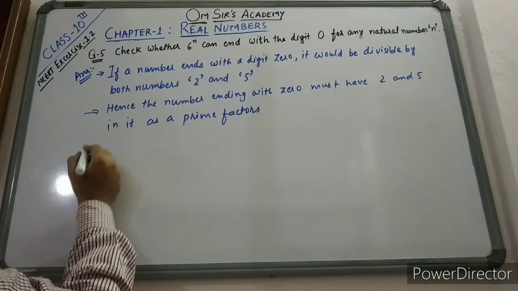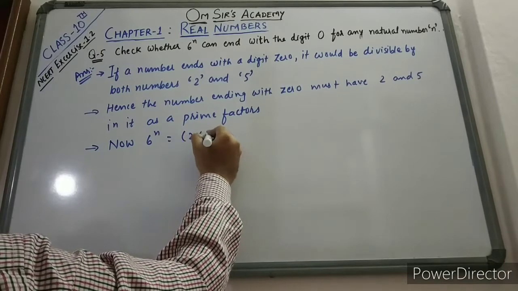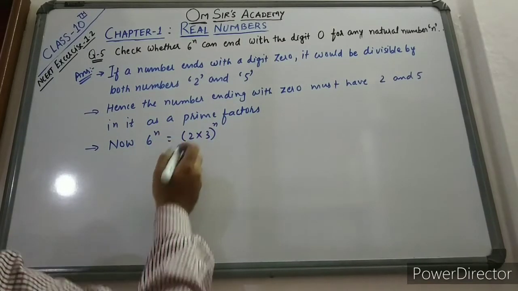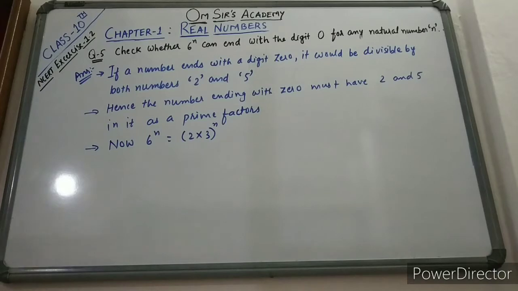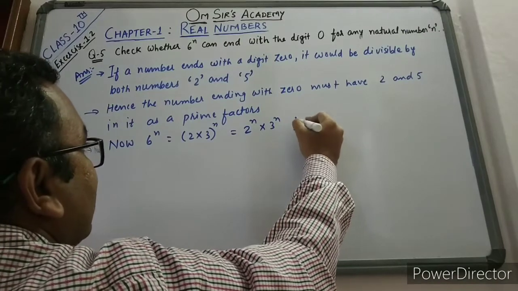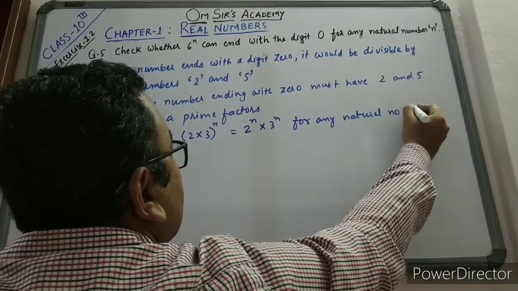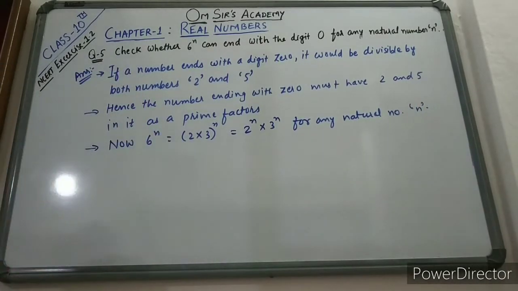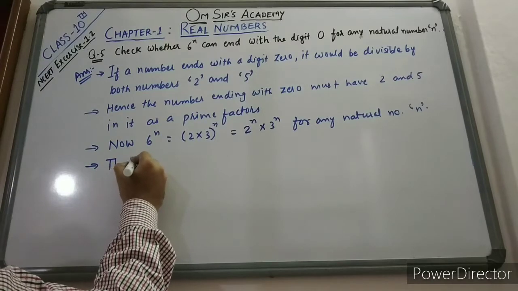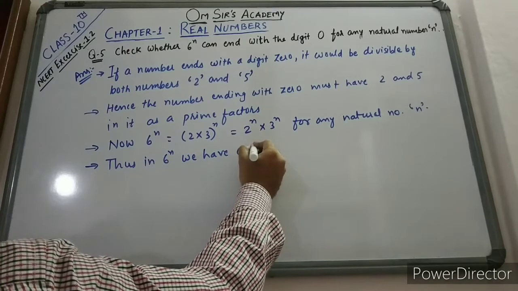Now if we prime factorize this 6 raised to n, it will be what? 2 into 3 whole raised to n. Prime factors of 6 is 2 into 3, whole raised to n. Is it clear? So we can write it as 2 raised to n into 3 raised to n for any natural number n. Is it clear? So in this case, in the prime factorization, we have only 2 factors.